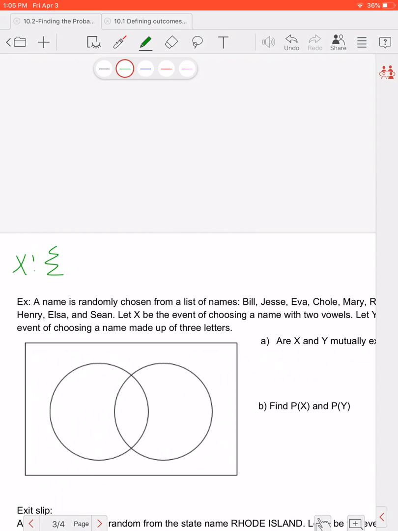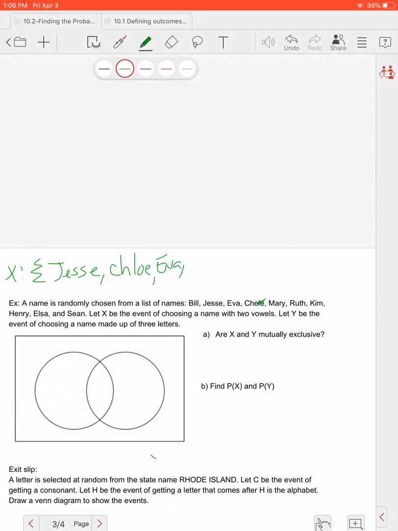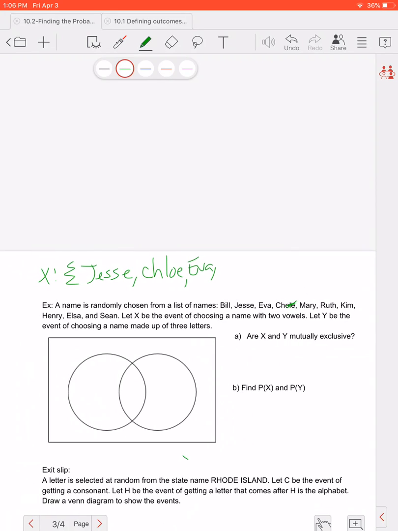So Bill doesn't have 2 vowels, Jesse does. Chloe does, and I believe that is a little typo there. Okay, oh, Eva also does. I missed Eva. We're going to say Y is not a vowel. So we're not going to include Mary. Ruth does not. Kim does not. Henry does not because he has a Y. Elsa does. And Sean.